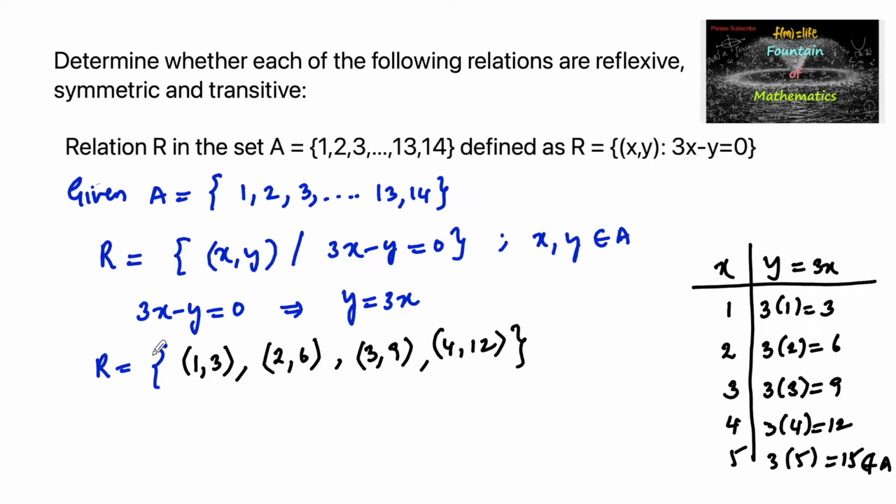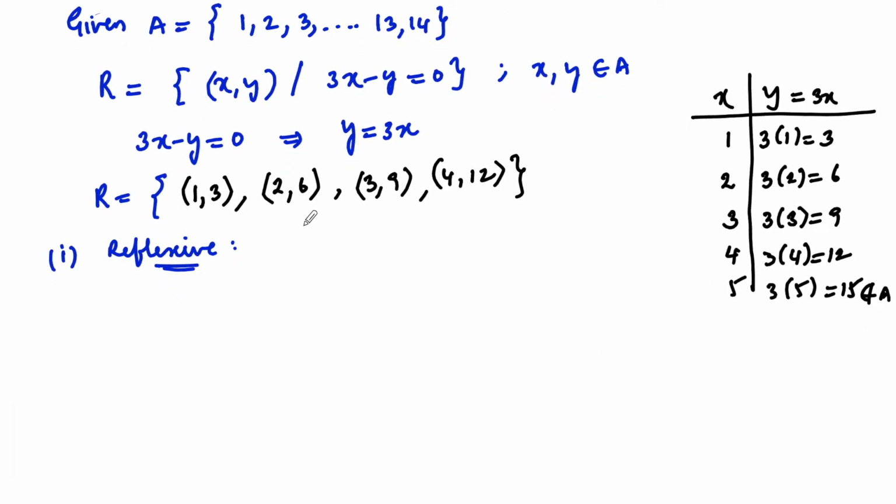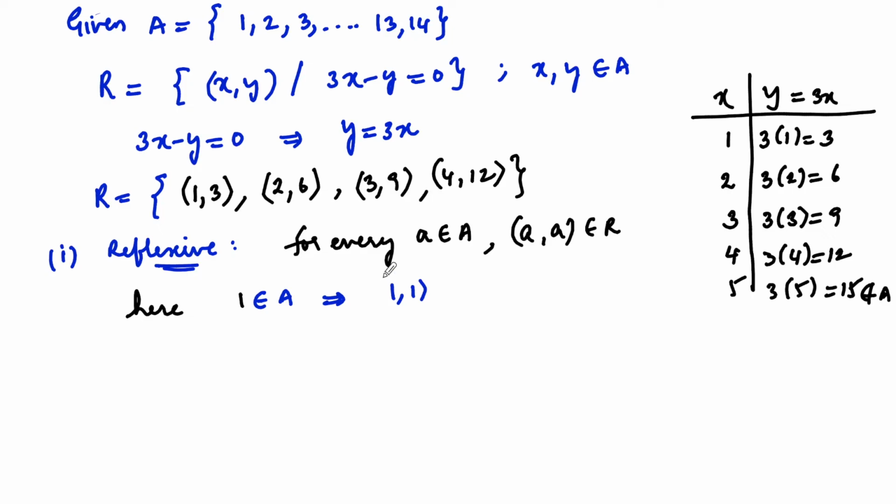And now let us prove for reflexive. The condition for reflexive is, for every a belonging to A, the given set, we have (a, a) must belong to the relation. So here, 1 is an element belonging to the set A, but (1, 1) does not belong to the relation, and hence we can say the given relation R is not reflexive.